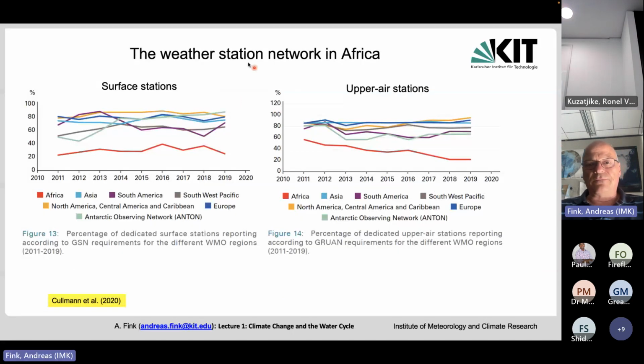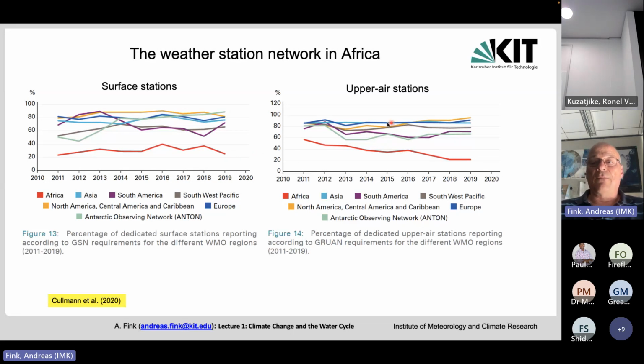This is another point here. That's from a WMO publication, and that's the percentage of surface stations reporting to the global surface station network according to the requirements of WMO. And you see the different continents here. The percentage is here, and you see how Africa performed between about 2011 and 2019.